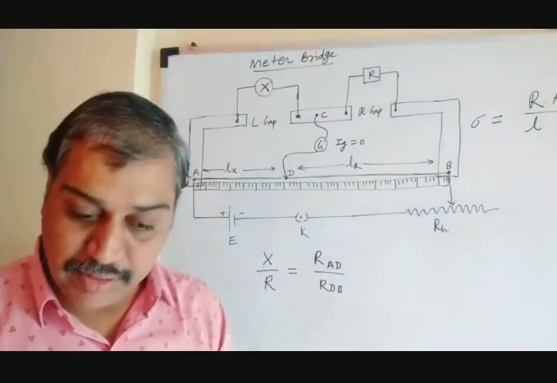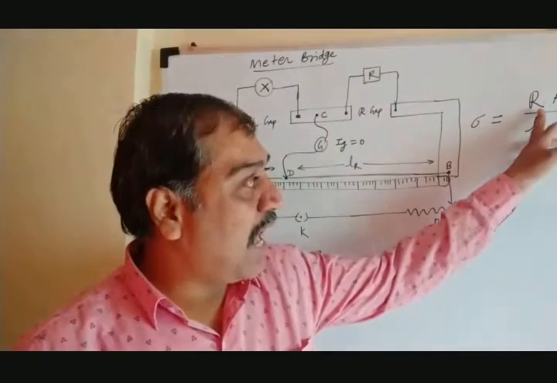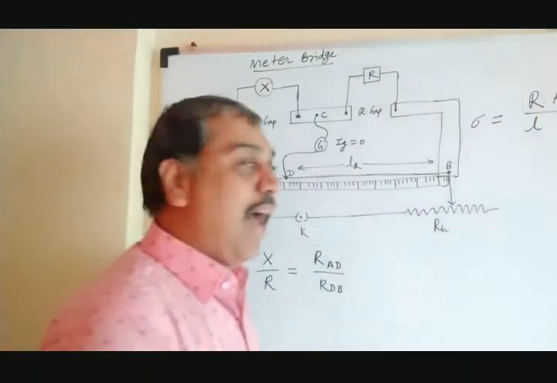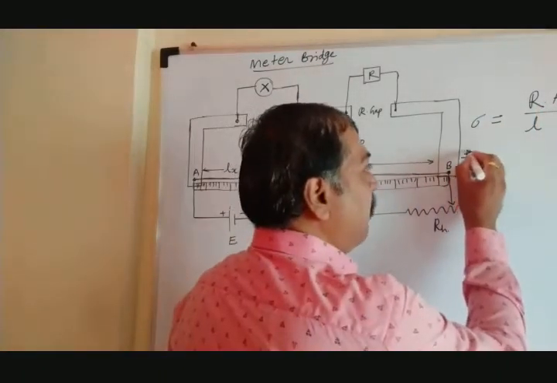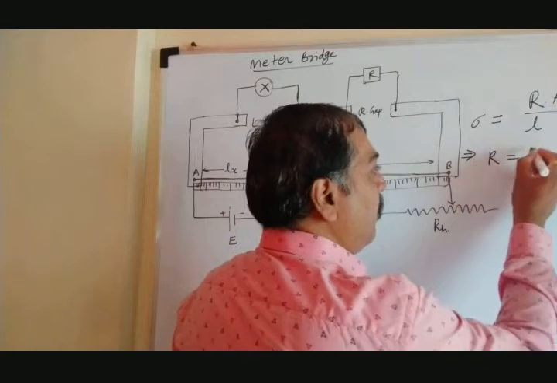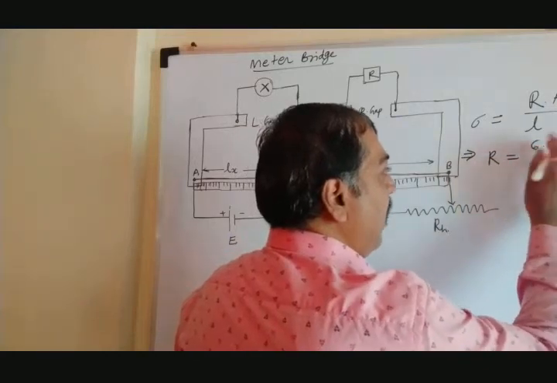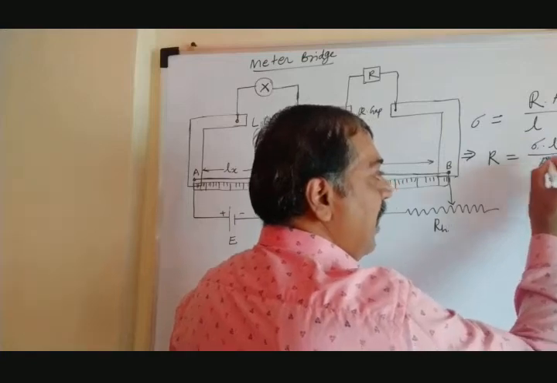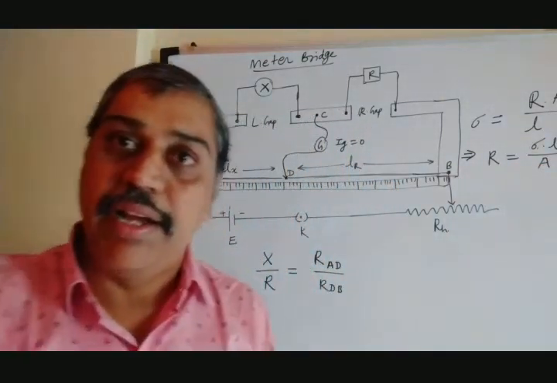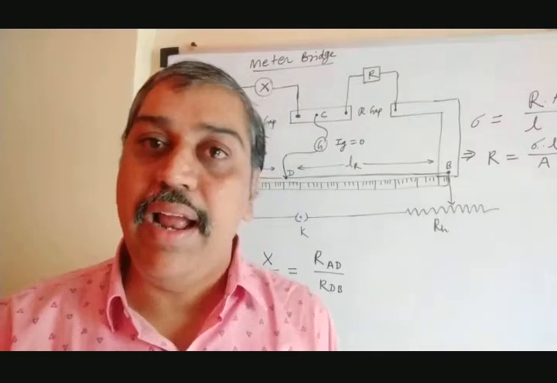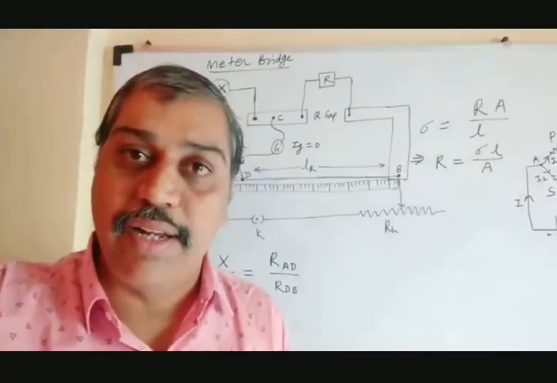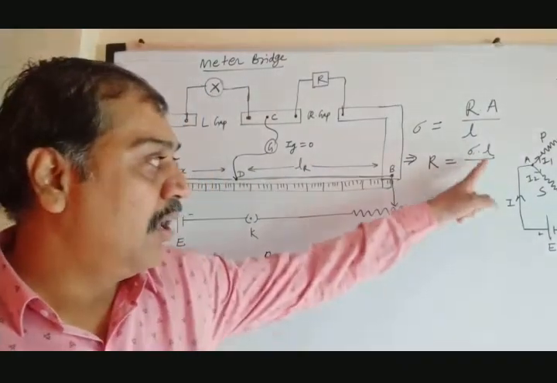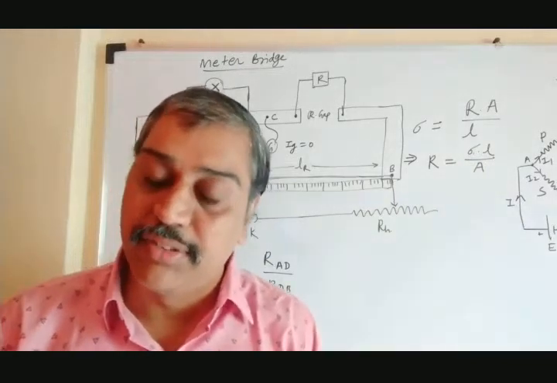Just by using this equation, you can find the value of R. So this equation implies that R equals sigma into L divided by A. Sigma into L divided by A, that is what we want to find out here. The resistance we have found.